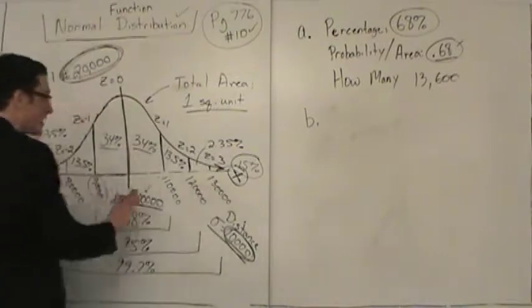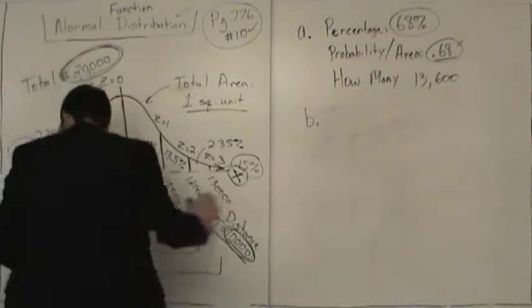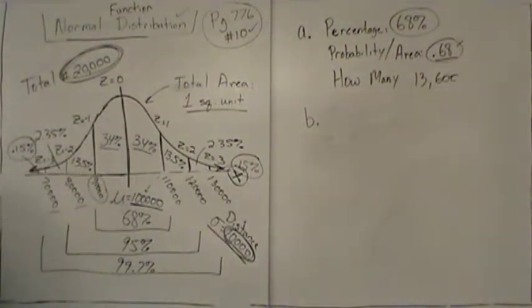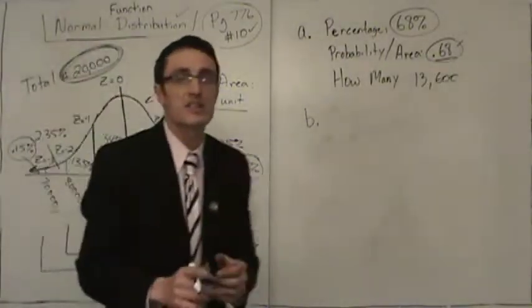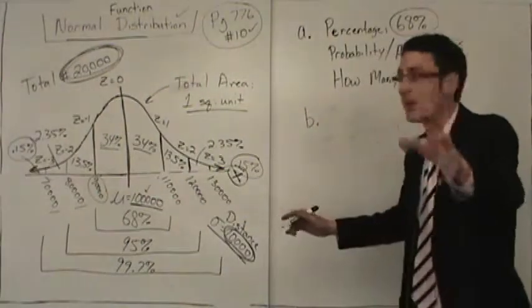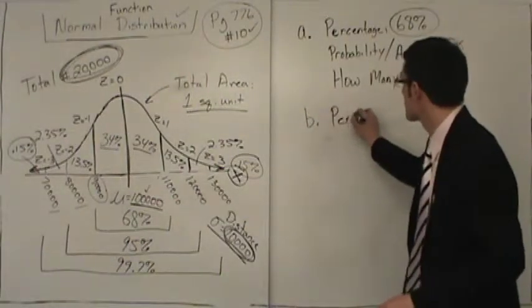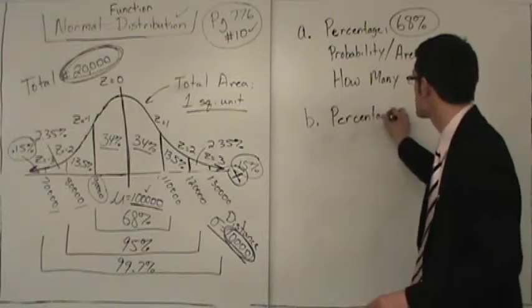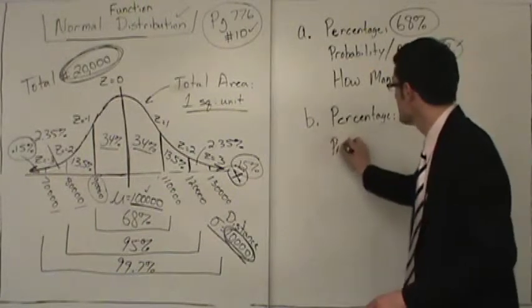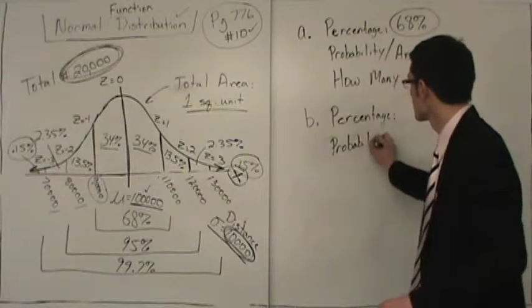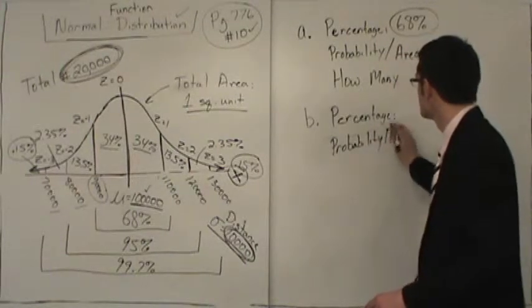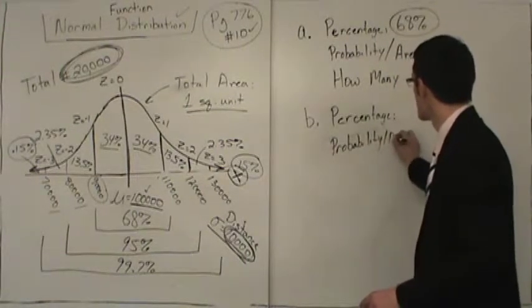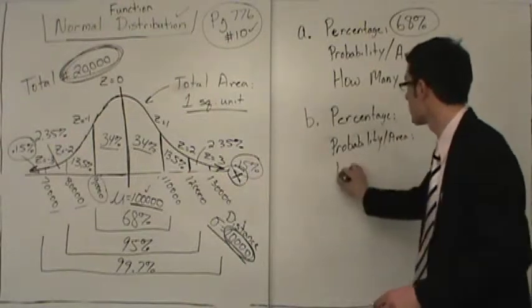Hopefully you guys say more than 120,000 means to the right. Notice, the question says how many batteries? Are we finding how many? No, we're finding all three, right? For every problem, no matter what it says, you're finding percentage, probability slash area. Probability is the same as area, or how many.